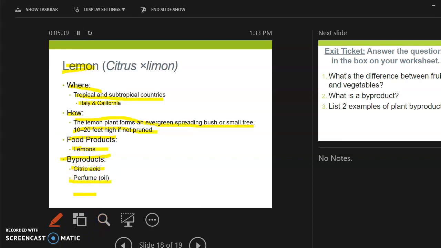So this is the end of the lecture. What you're going to do is take a picture of your notes and upload them to the Canvas page. If you have any questions, send Ms. Wallace an email.